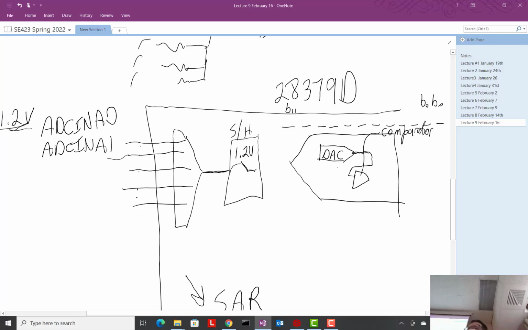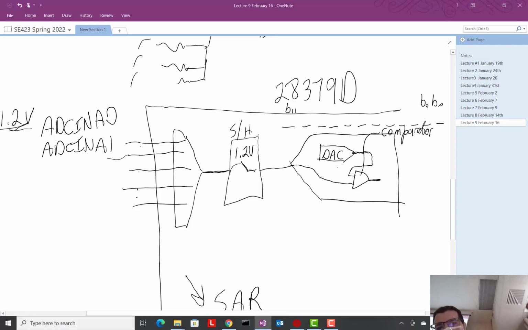Okay, and its job is just to tell the ADC if the voltage coming on the top port of the comparator is larger than the voltage coming in the bottom port. There's 2 ports in this comparator. And so see, the voltage, our 1.2 volts, comes into this comparator. Okay? And let's think about what it does.